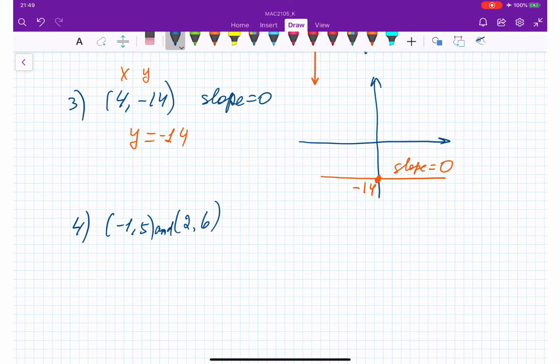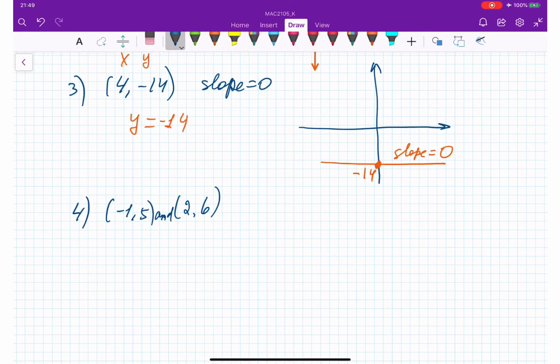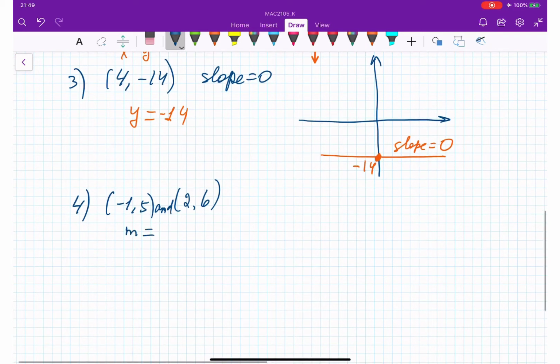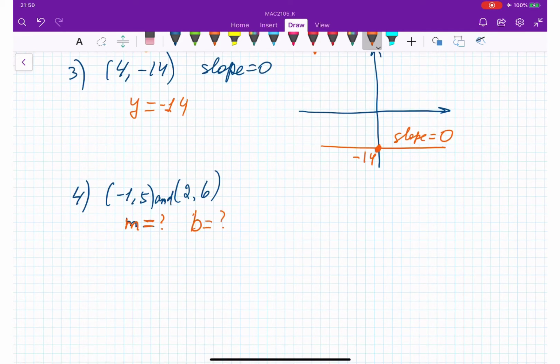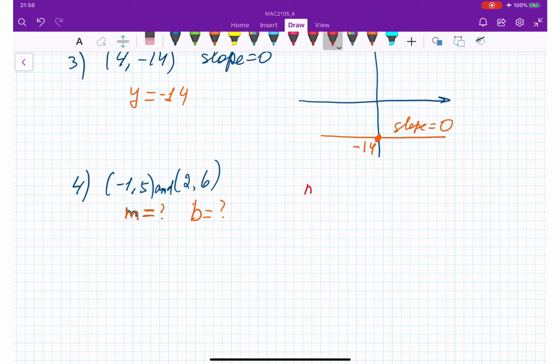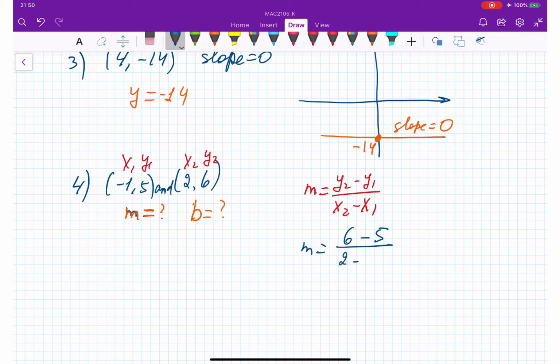Okay, so we need to find the equation for the line that goes through these points. We need to find m, and we need to know b. So m is equal to y2 minus y1 over x2 minus x1, with points x1, y1 and x2, y2. So m is equal to 6 minus 5 over 2 minus negative 1. That is equal to 1 over 2 minus negative 1, which is 2 plus 1. It's going to be 3.